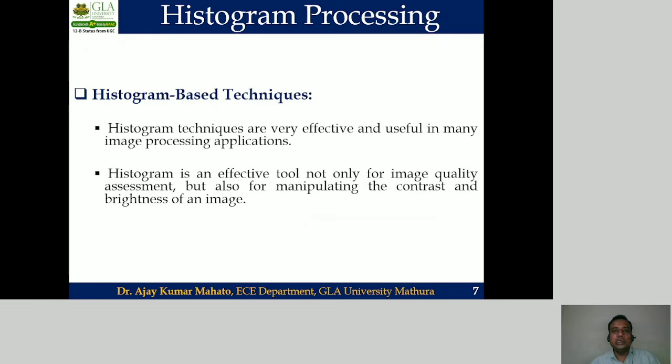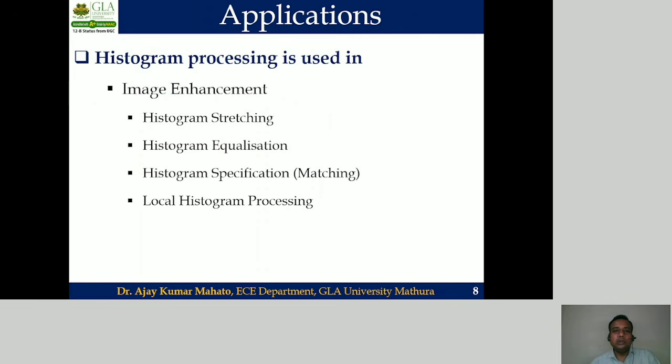Histogram is widely used in digital image processing, since by looking at the histogram of an image we can easily predict which kind of methodology we should apply on the given digital input image for image enhancement, and hence the histogram of an image becomes a very important and powerful tool in image processing. Based on histogram processing, we have the following image enhancement methods: histogram stretching, histogram equalization, histogram specification, and local histogram processing. So let us discuss all of these methods one by one.